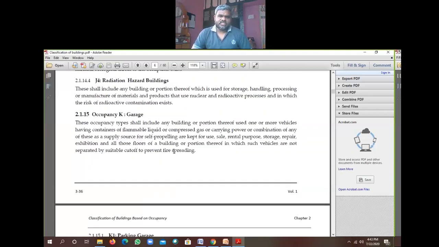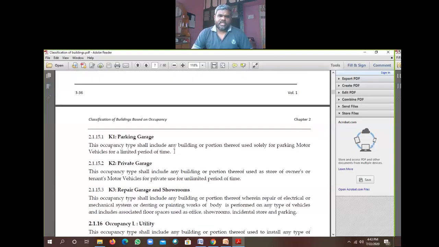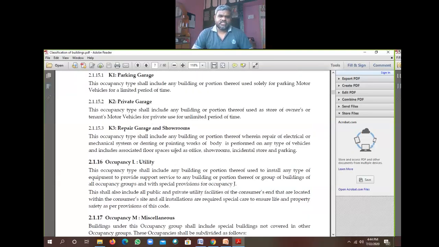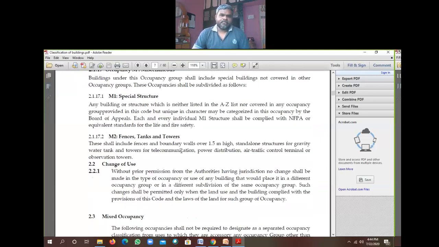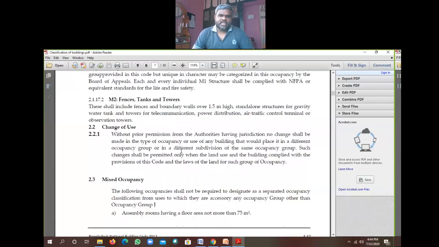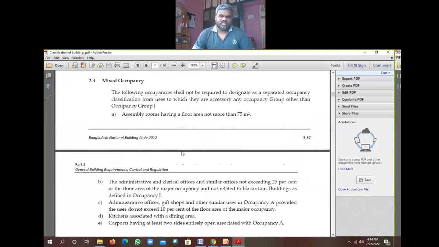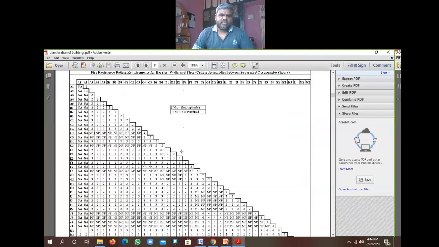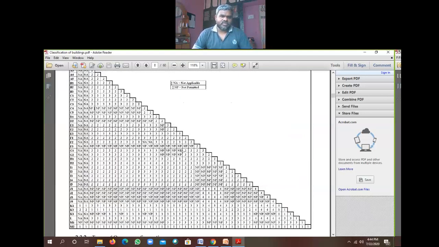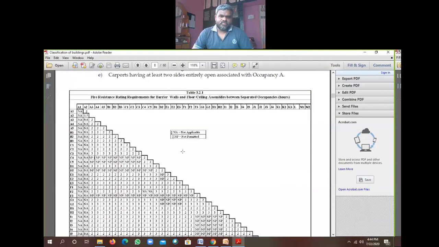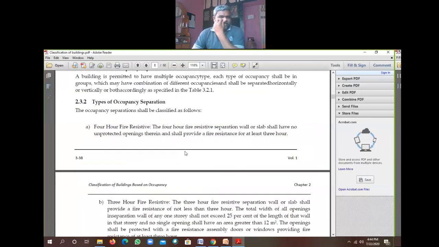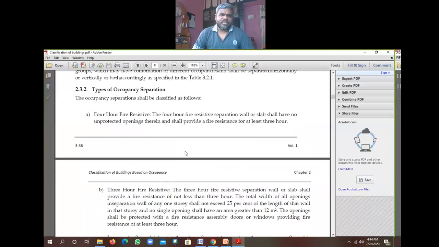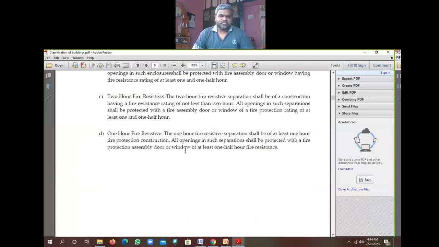And a garage, a parking garage, private garage. This is not in our syllabus. Anyway, these are also the utility type, miscellaneous, special structures like fences, tanks and towers, mixed occupancy, right? These are the different classifications of buildings as per the National Building Code, based on their occupancy, right?